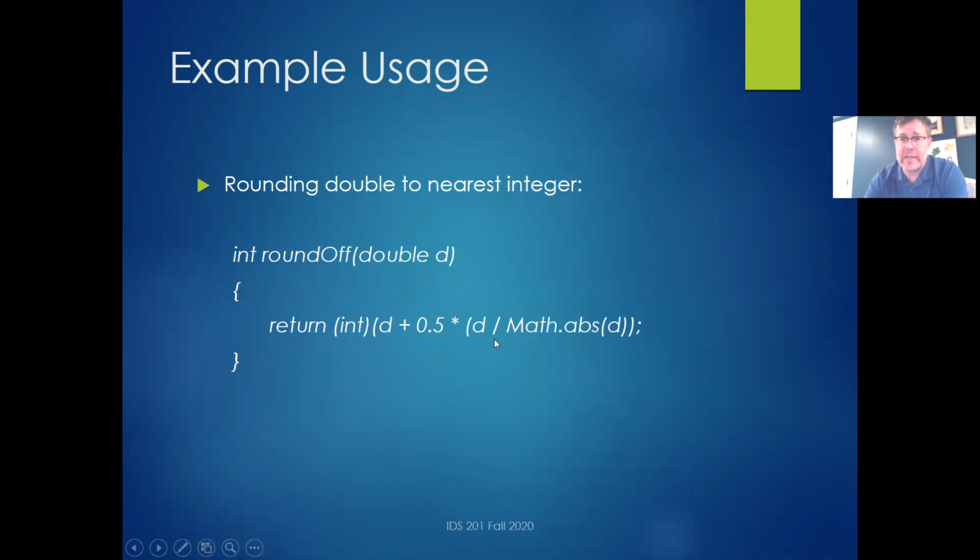So for example, if our D is say 1.4, D divided by the absolute value of D, well, they're both positive, so that's 1. So we add 0.5 times 1 to our 1.4, we have 1.9, we truncate that to an int, so it just becomes 1. That works. On the other hand, if we have negative 1.4, this is going to be negative 1, okay? Our 0.5 times negative 1 will be what? Negative 0.5, right? So for our D, we subtract 0.5 from it. So D would be negative 1.4 minus 0.5. So once again, that'll get our negative 1.9 truncated to negative 1.